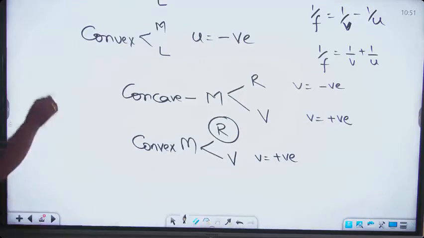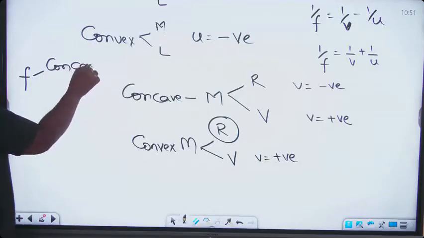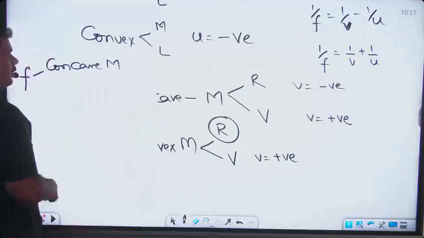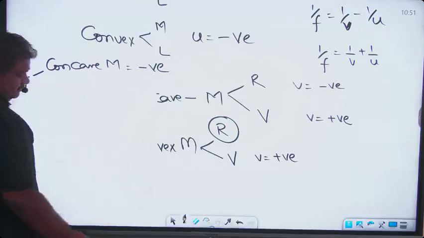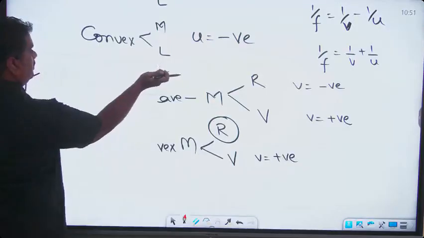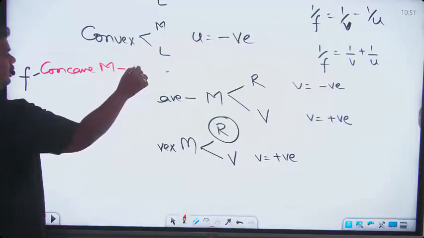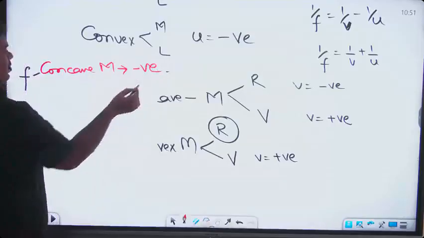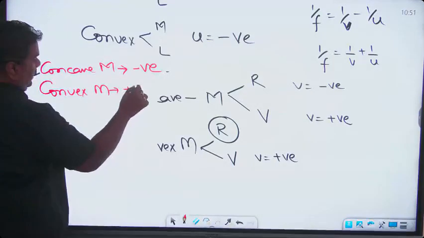Focal length of concave mirror is always negative. Also, focal length of convex mirror is always positive.